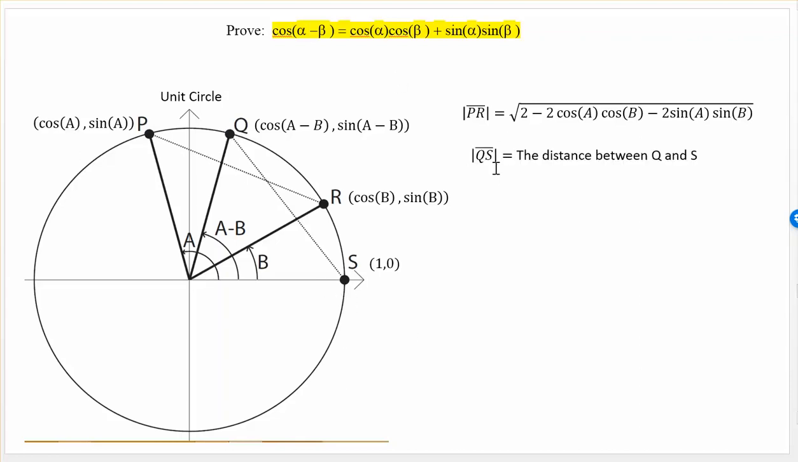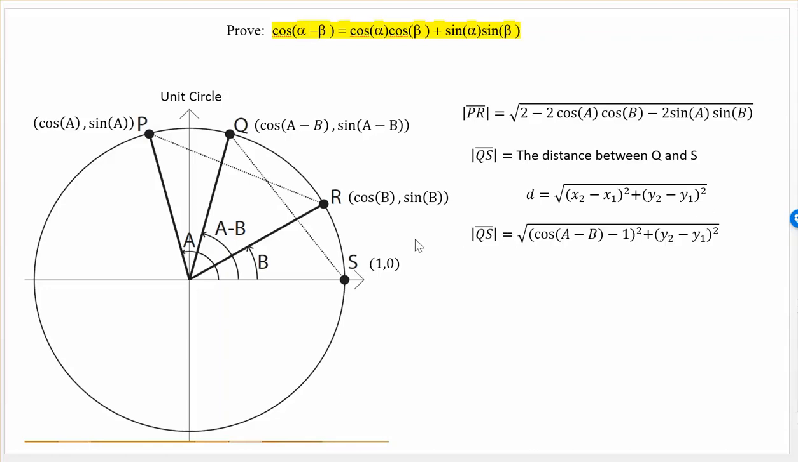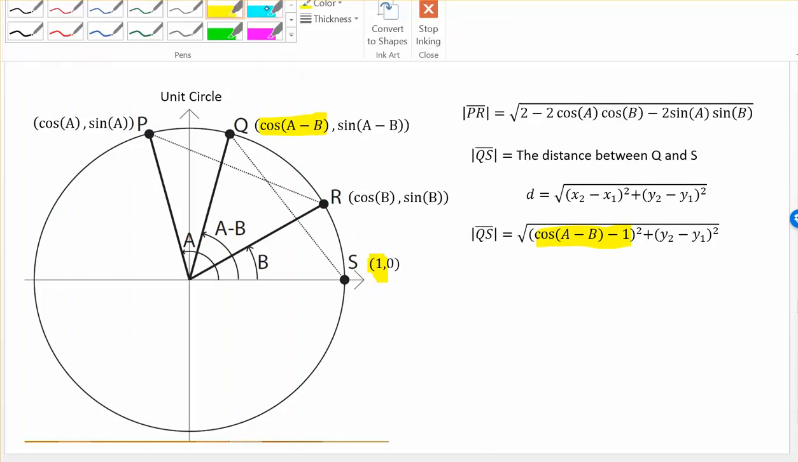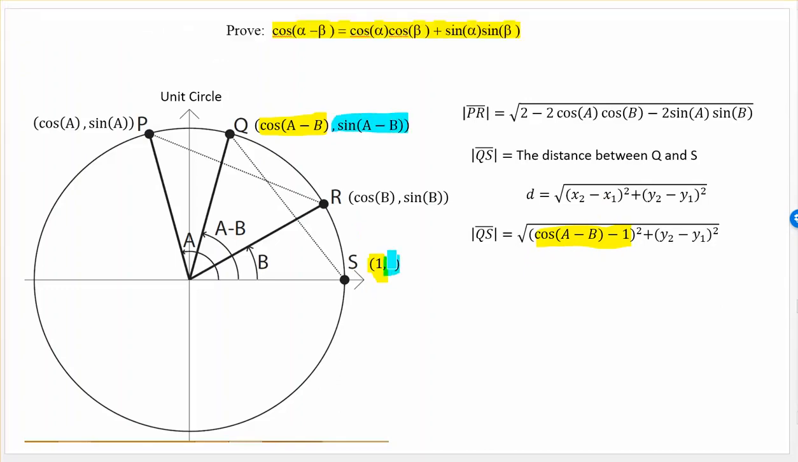To do that again, we write the mathematical term, the magnitude of the line segment QS, which is equal to the distance between Q and S. And we use our distance formula. We plug in for Q: we have the cosine of A minus B, minus 1. So that's where our cosine of A minus B minus 1 comes from. For the y terms, we have sine of A minus B minus 0. So we're just going to have the sine of A minus B quantity squared.